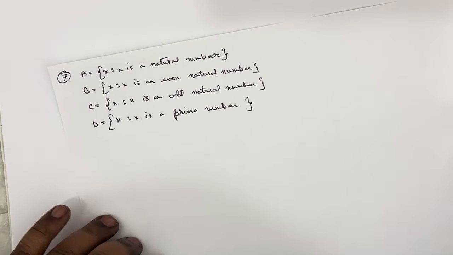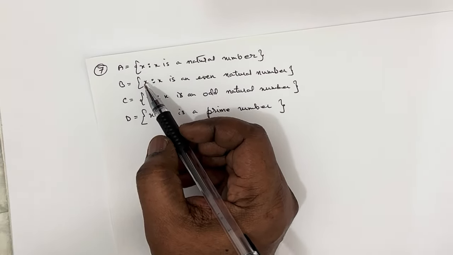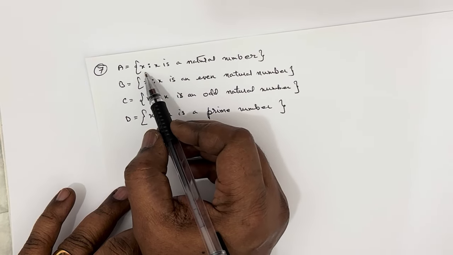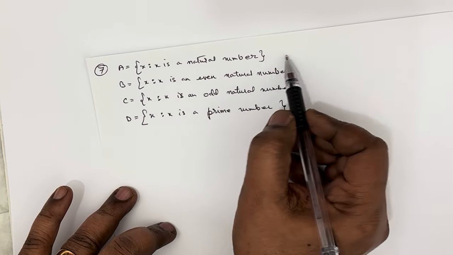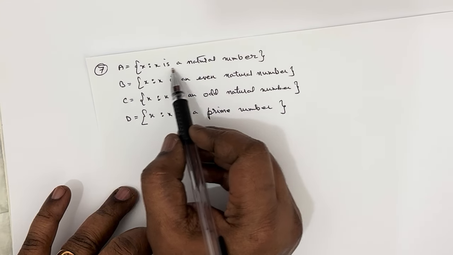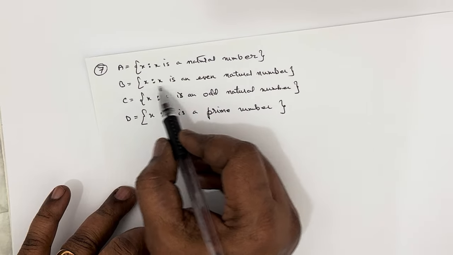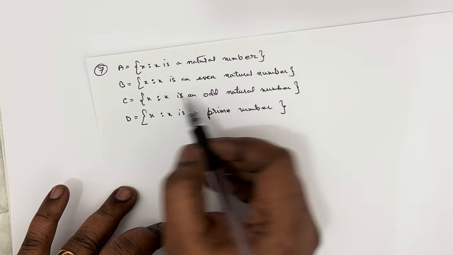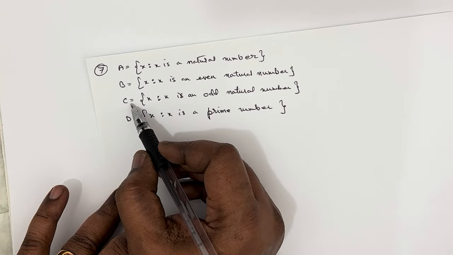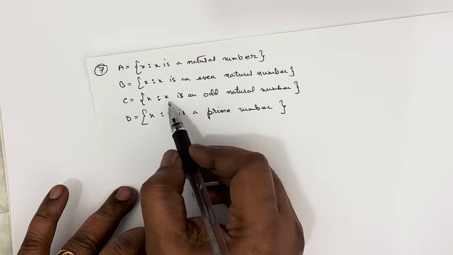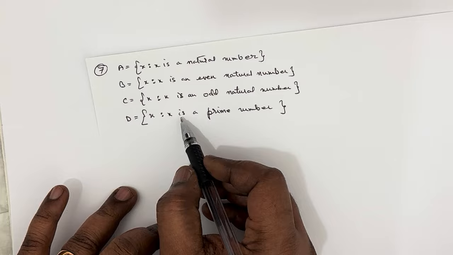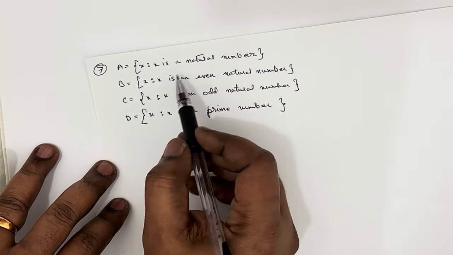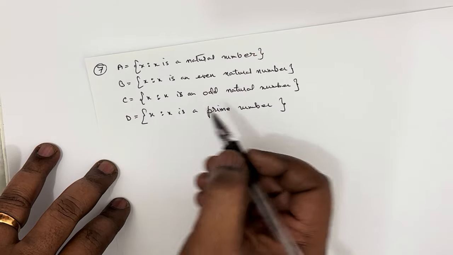Okay, let's do the next, that is the seventh one. A equal to x, set of all x such that x is a natural number. Here x is all the natural numbers, and the b set is all the x's that are even natural numbers. Even numbers. And set c is all the odd natural numbers. And d is prime numbers. Now these are given in set builder form, so let's convert this to roster form.